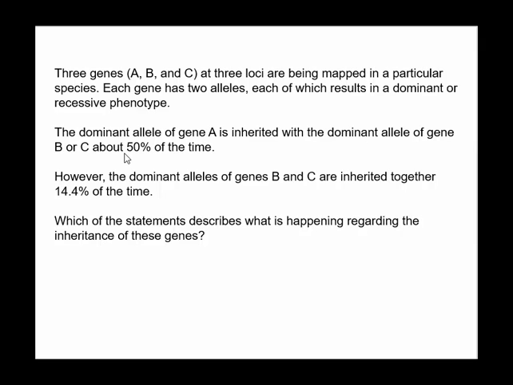All right, so B and C are different though. This means if big B and big C are going together 14% of the time, then little b and big C, and vice versa, little c and big B, are going together the rest of the time, about 85.5% of the time. So that suggests that these are linked genes.